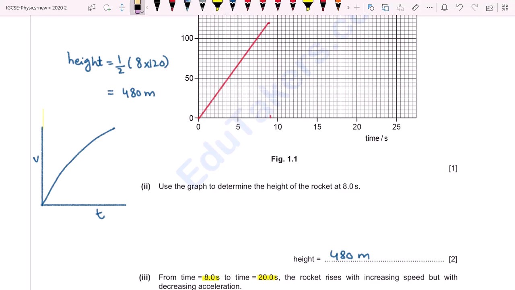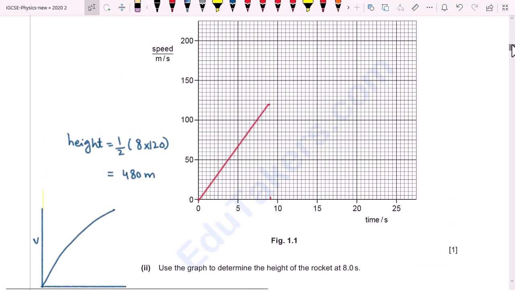So let's draw this on the graph. First of all, we have to mention the time. It is 8 seconds and it is 20 seconds. And we have to start from 8 seconds and end at 20 seconds. So I draw a curve just like this. This is a curve for increasing speed but with decreasing acceleration. So moving towards the next part of this question.